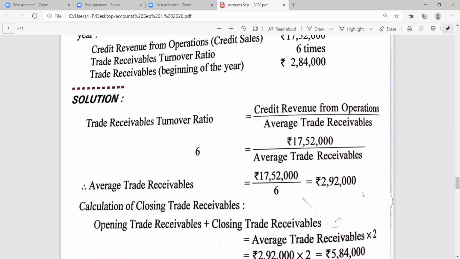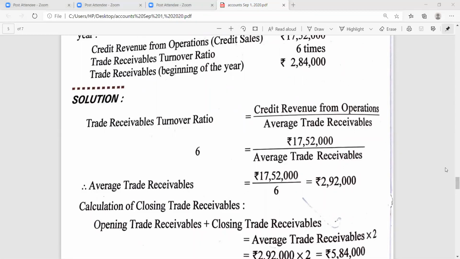We will cross multiply the average trade receivable with 6, and then the 6 will replace the place of average trade receivable. If anybody has any doubt, please raise your hand. I can highlight and explain it more. And if it is clear, then it's fine. We will go ahead. Any doubt to anybody in this concept? No. Okay, let's move ahead.